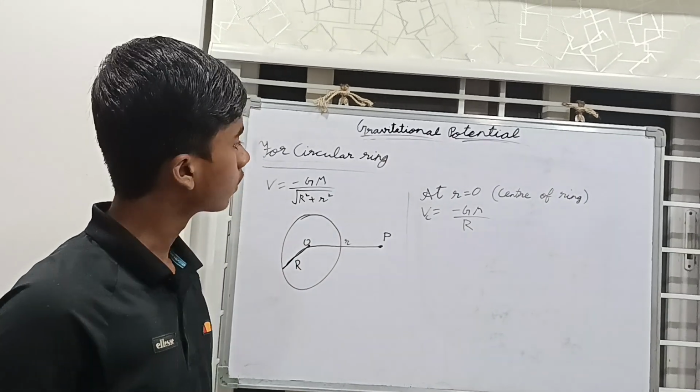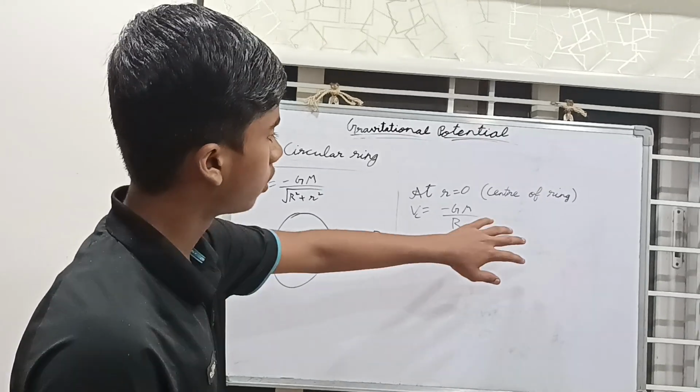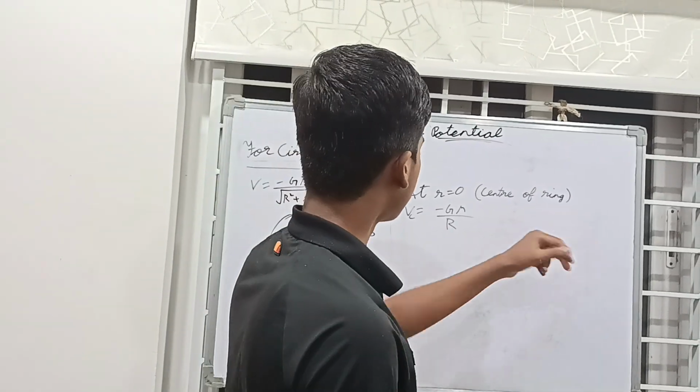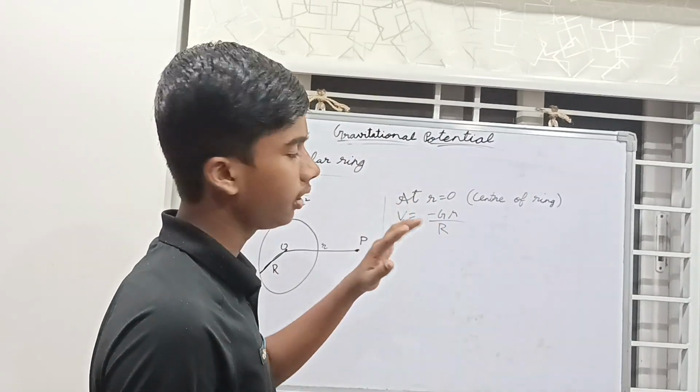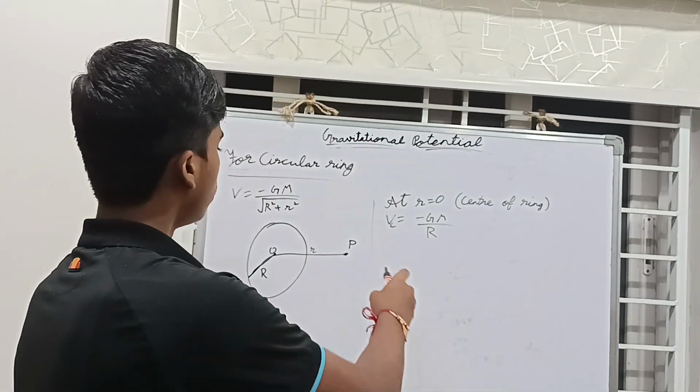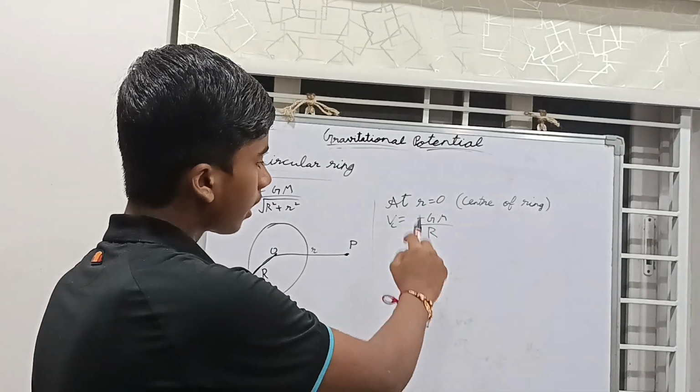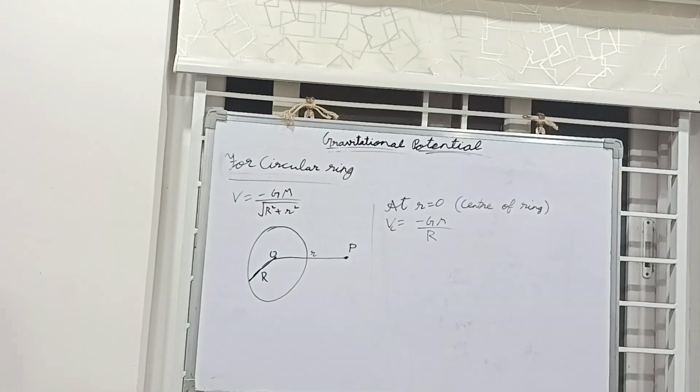Now let's go on. At the center of the ring, as you know, small r will be equal to 0. So V at center is equal to minus Gm by capital R. Now this is the next one.